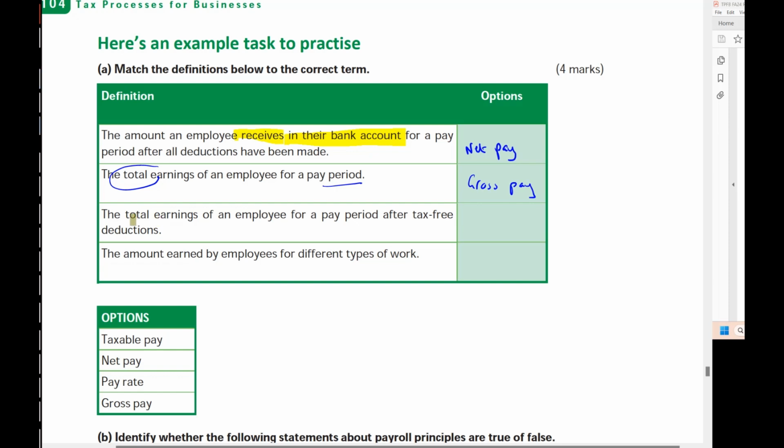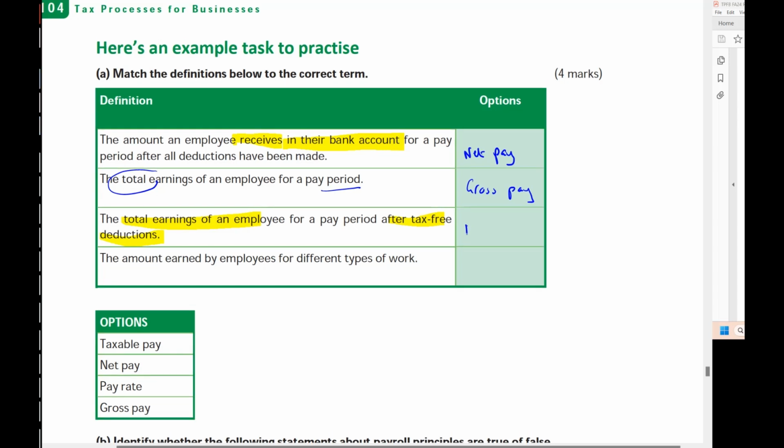Take that same total earnings figure for the person, but now after their tax-free portion. Everybody gets a tax-free bit each year or each month, an amount they are allowed to receive without paying tax. So we split their total into the taxable bit and the tax-free bit. This is saying after you've deducted the tax-free bit, what's left? And the answer is, if it's not tax-free, it's taxable. So taxable pay.